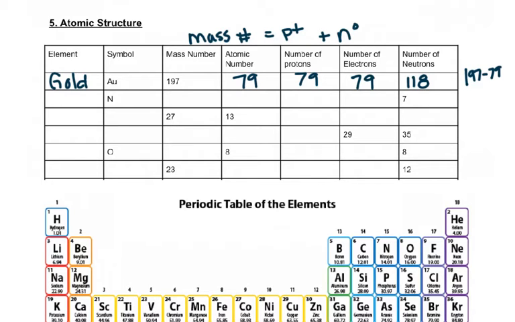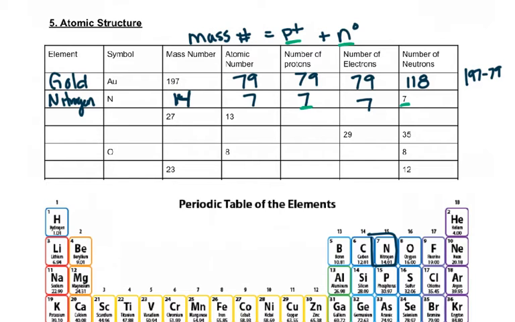Moving on to the next one, nitrogen. N is nitrogen. It's right here on the periodic table. So that means atomic number is 7, which means protons is 7, which means electrons is 7. The mass number, this should not be a decimal. Again, you are taking the protons and adding the neutrons. So protons here and adding the neutrons. 7 plus 7 is 14. So the mass number is 14.